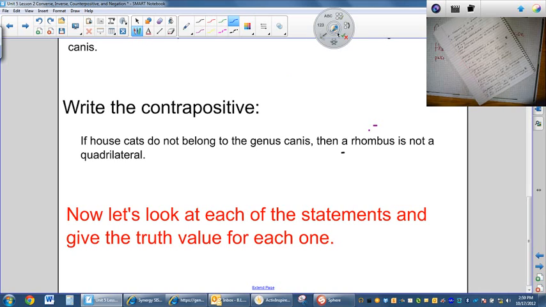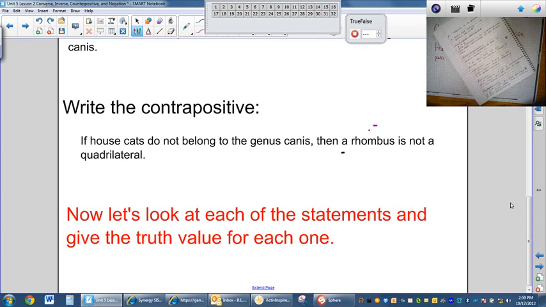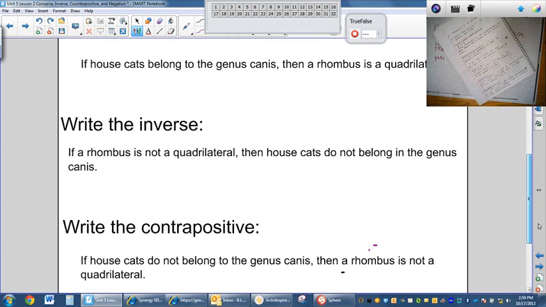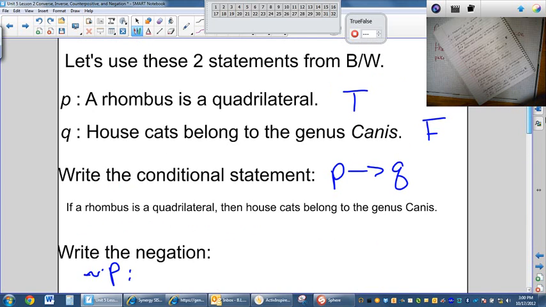Okay, if I could have your attention, please. Thank you. Think about our original conditional statement. If P, then Q. If a rhombus is a quadrilateral, then house cats belong to the genus Canis. You have 10 seconds. I'd like you to tell me is that true or false. So click in on the clicker. The original one, right here.